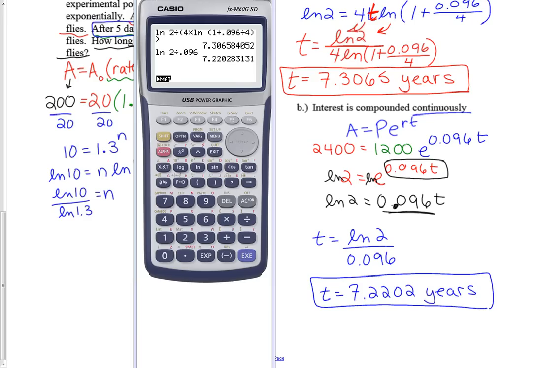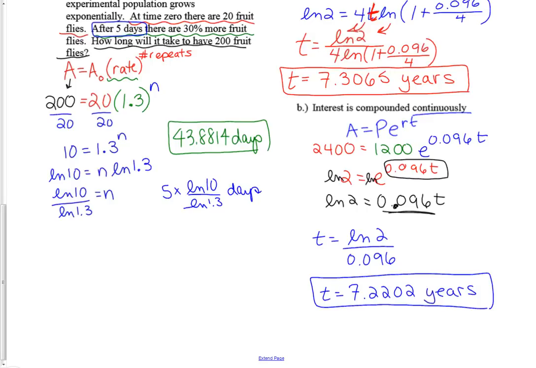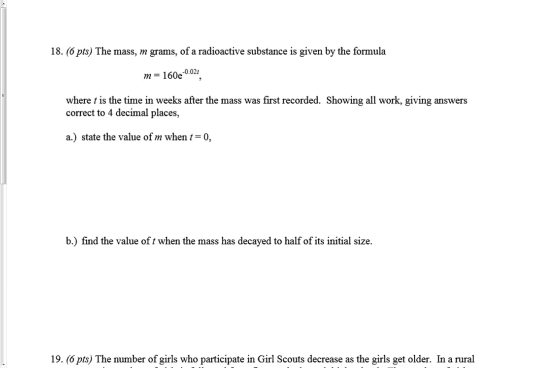Okay, I think we have a little more on the back here. In number 18, I have the mass, m grams, of a radioactive substance is given by the formula m equals 160 e to the negative 0.02 t, where t is the time in weeks after the mass was first recorded. Showing all work, giving answers correct to 4 decimal places, state the value of m, which was the mass, when t was equal to 0.